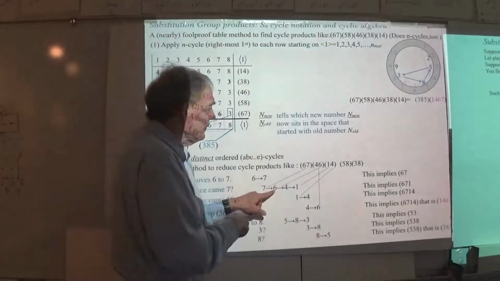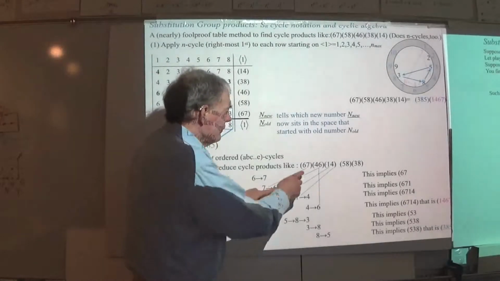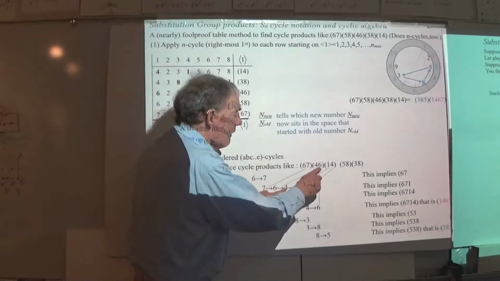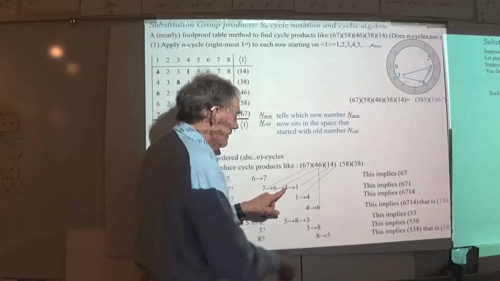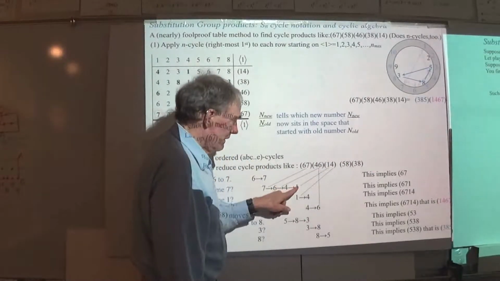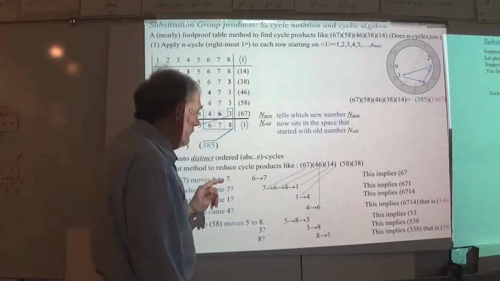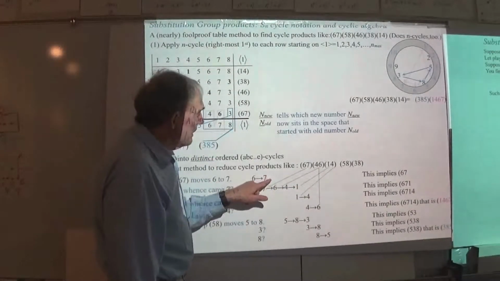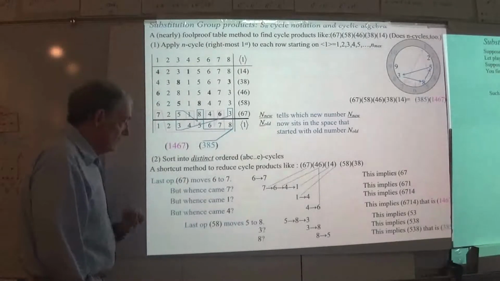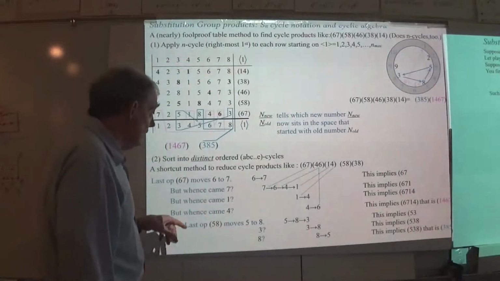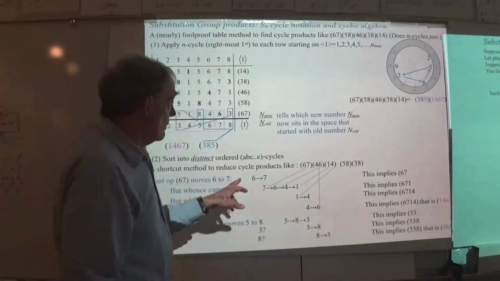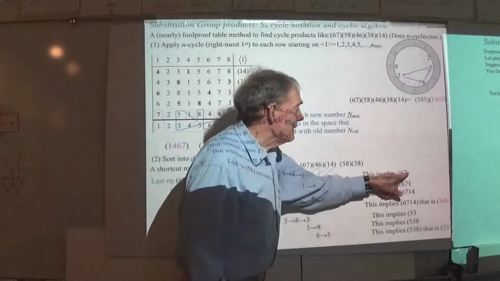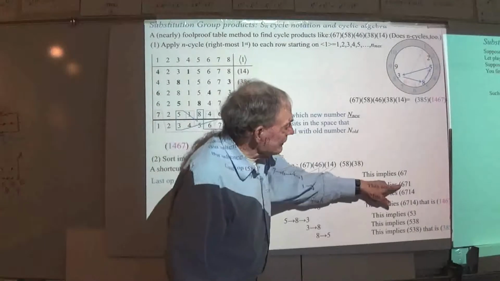Okay, 7 goes to 6 and 6 goes to 4. But we're not done yet. There's a 4 down here, right here. Okay, and it goes to 1. So I know for sure that 7 is going to have a 1 after it. Okay? When I actually write the permutation for this thing. So this implies a 6, 7. This implies a 6, 7, 1.